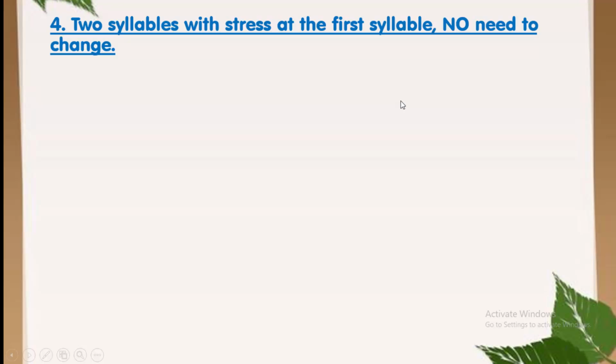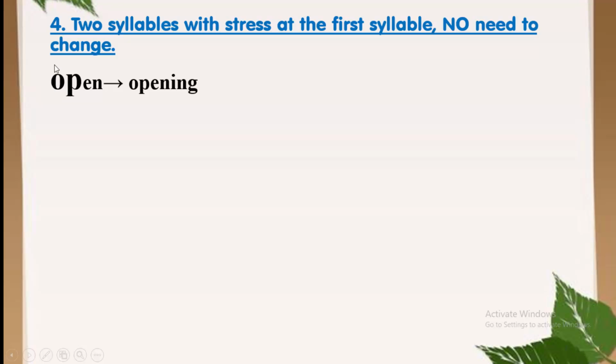Okay, let's move on to rule 4. Two syllables with stress on the first syllable, you don't need to change. In this case, we talk about CVC at the end of the verb. So CVC with two syllables, but the stress is on the first syllable, means you don't need to double the last consonant and add ing. You just add ing. For example, this verb, open. I have made OP bigger than EN. It means we stress the first syllable.